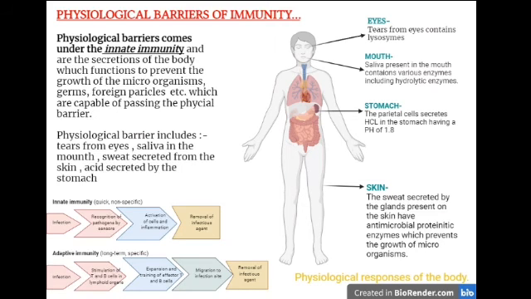But the question arises: what are the secretions and how are they able to prevent the growth of foreign particles? The answer to this is tears from eyes, saliva in the mouth, sweat secreted by the skin, and acid secreted by the stomach. These are the secretions that come under the physiological barrier of immunity. Now, we shall discuss how these secretions help to inhibit the growth of foreign particles that have entered into the body.